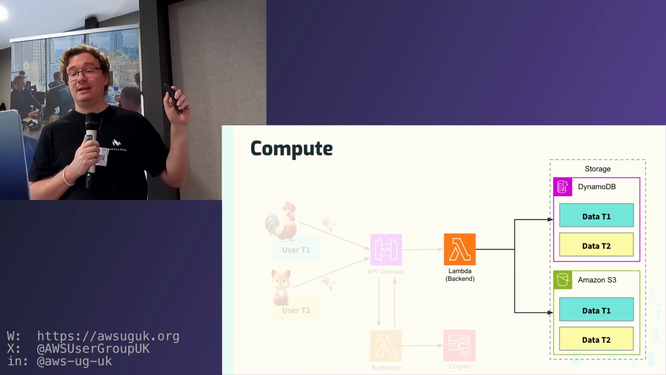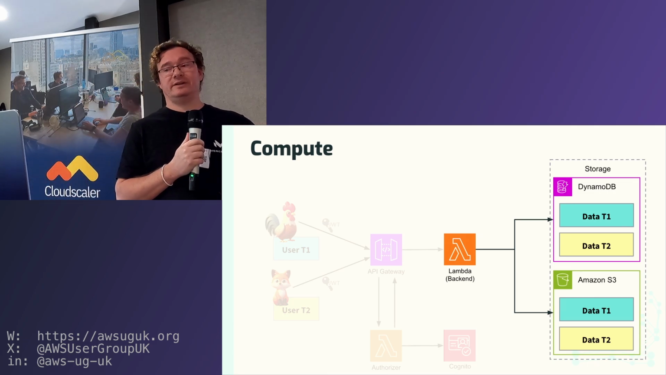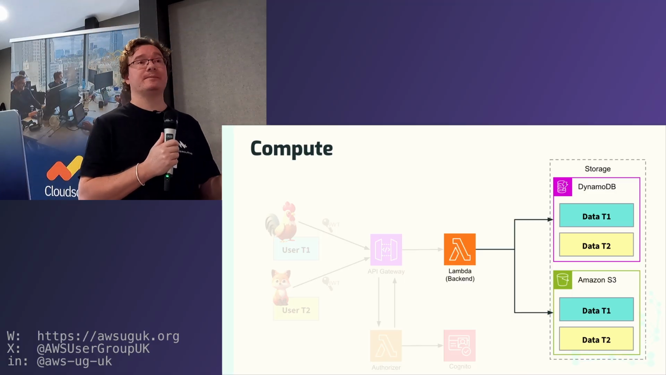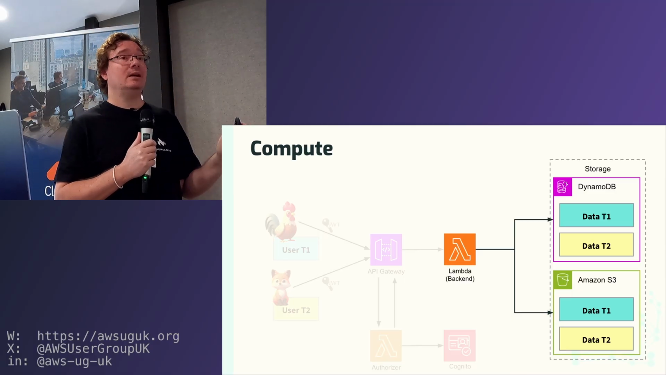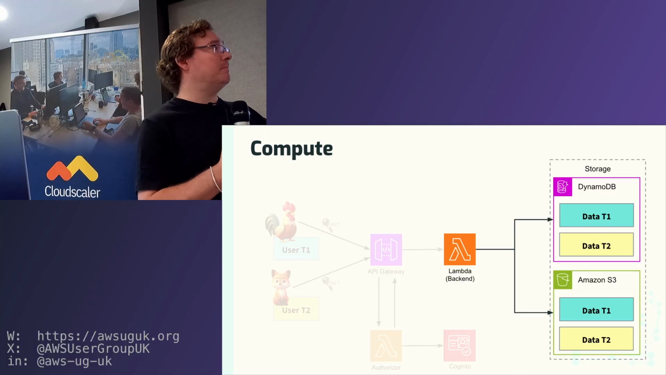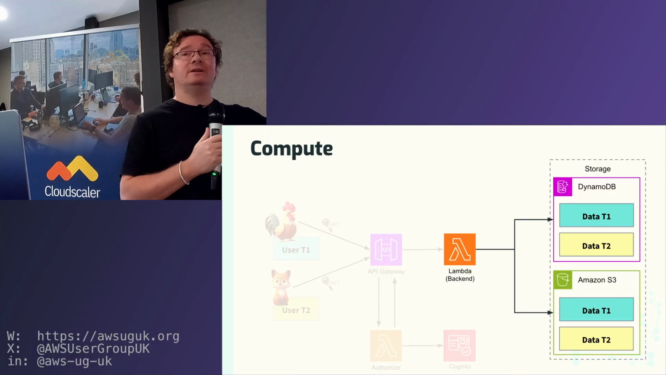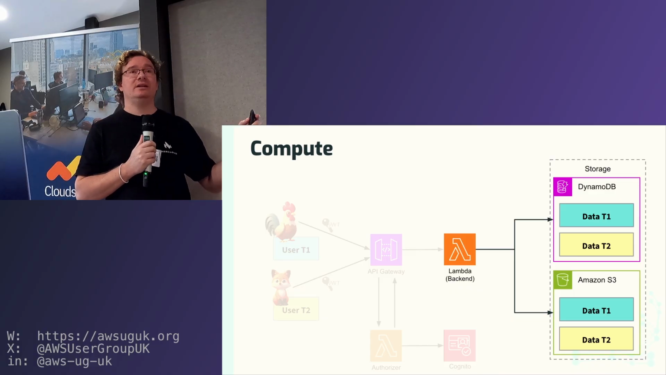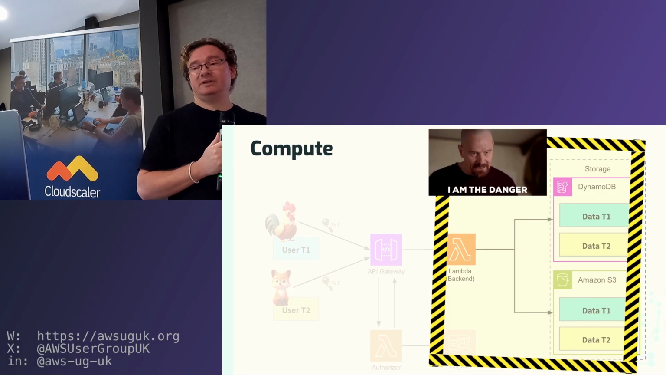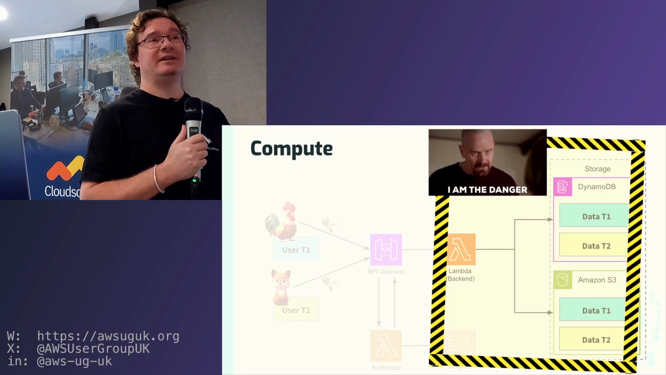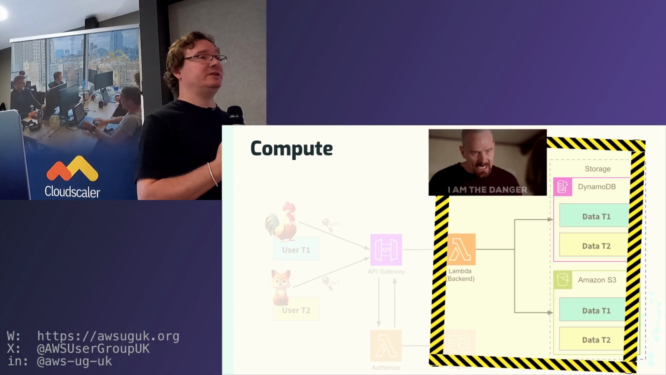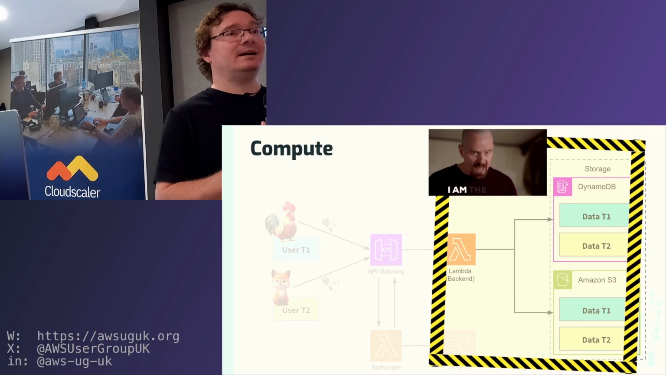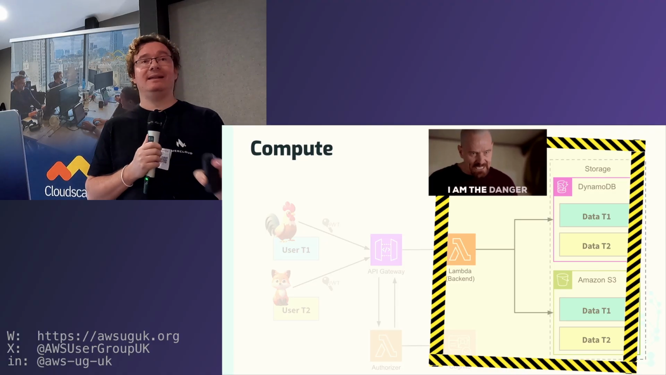And you can see that we have two data stores there. One is DynamoDB, and another is S3. And as you can see, we have data from both tenants in both of the stores, the same resources. And this is very critical. This is what we call the danger zone. Why is this called the danger zone? Because if anything goes wrong on that layer, we're going to be leaking data.